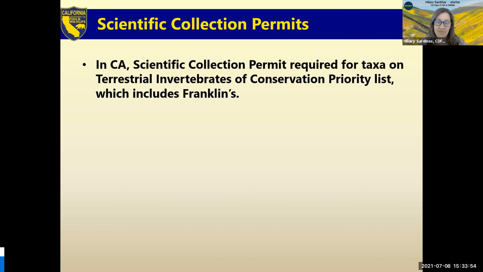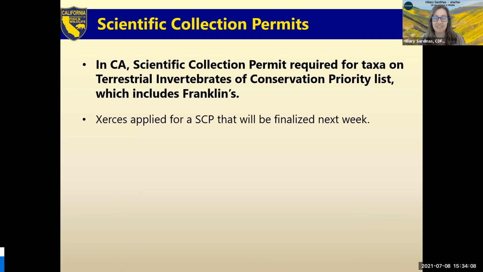So in California, we have a list of terrestrial invertebrates of conservation priority, and Franklin's is on that list because of how rare they are right now. And so you would need a scientific collection permit. However, Xerces, as I already mentioned, has applied for one, and that will be finalized next week. And in our first case ever, we are allowing community scientists, so folks like you, to be added to that permit. So that is pretty great, and it should be pretty easy for you guys to do that.